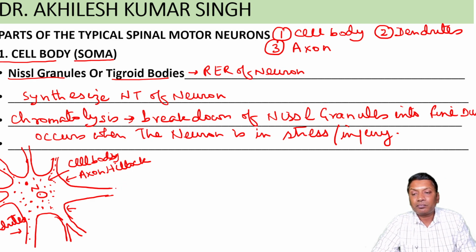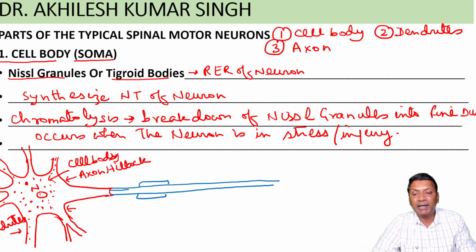Then the cell body or the soma will continue into the axon. Suppose I draw the diagram of the axon, so you can see here. This is the structure showing the axon. The first few micrometers of the axon do not have the myelin sheath, and that is called the initial segment of the axon.